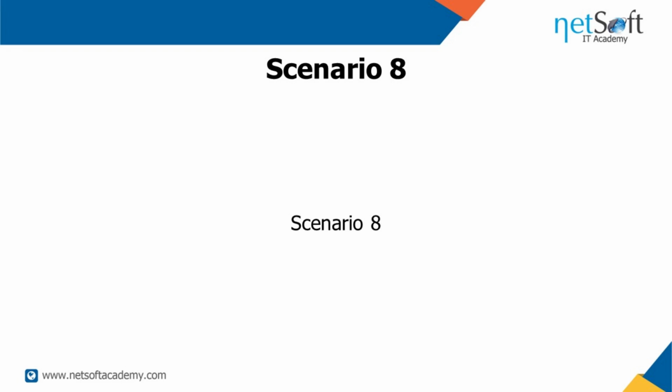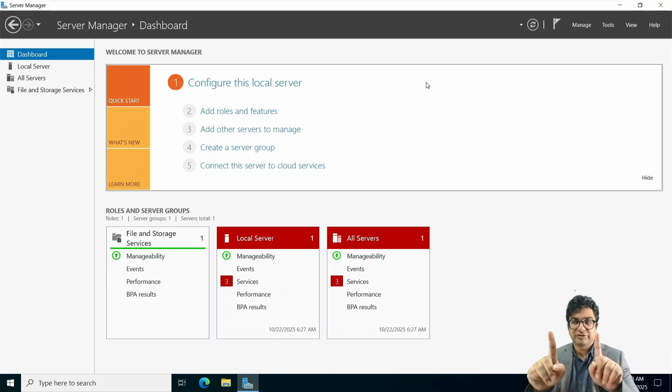Now let's start with scenario number 8. Scenario number 8 is one of those scenarios where you have two forests, forest A and forest B. We are going to establish a forest trust between these two, and we are going to configure our mailbox server in such a way that all users in the second forest, that is forest B, are using the mailbox server in forest A to send and receive emails. This is done with the help of something known as a linked mailbox.